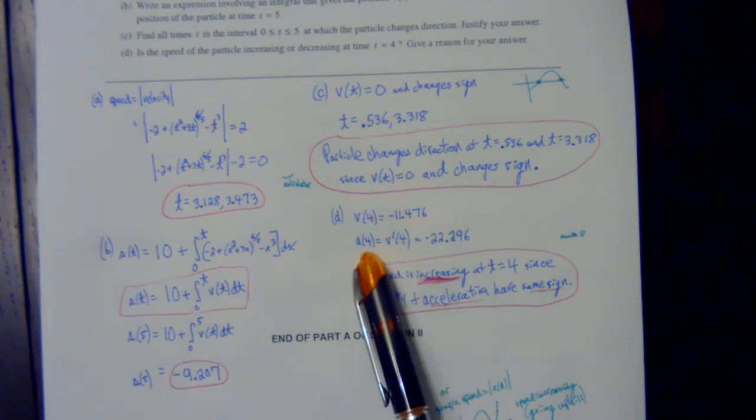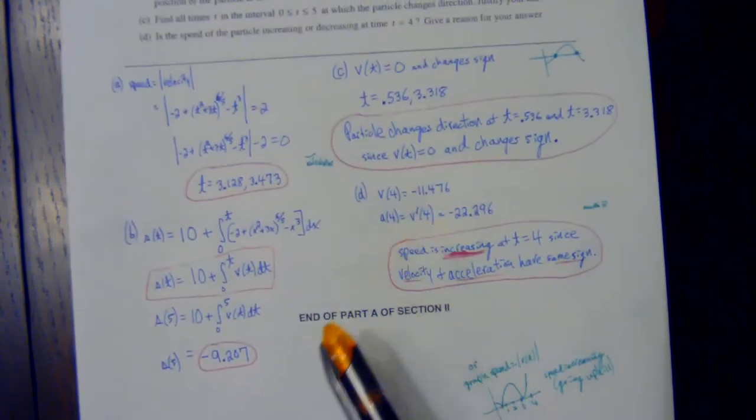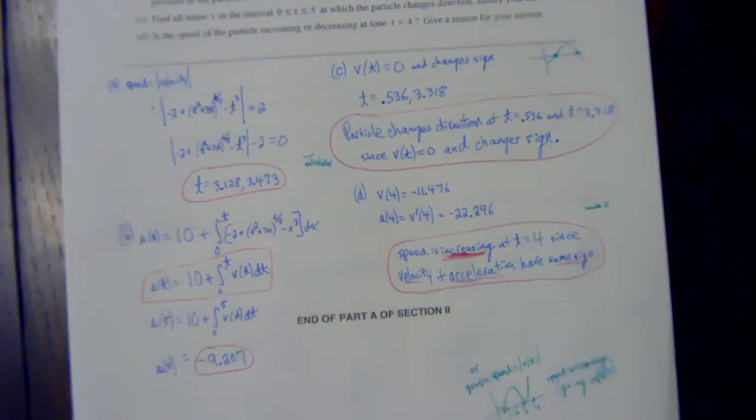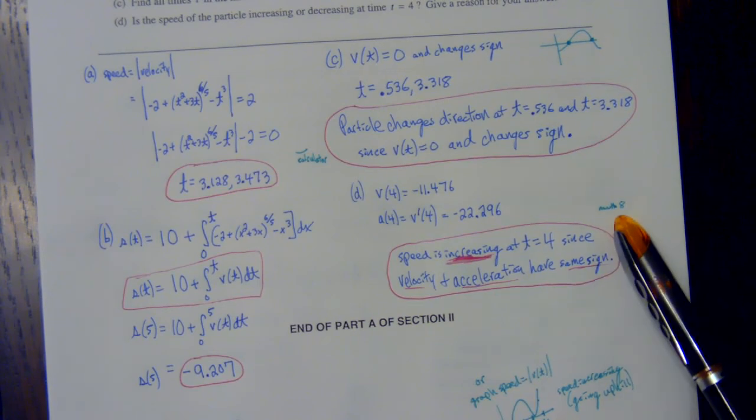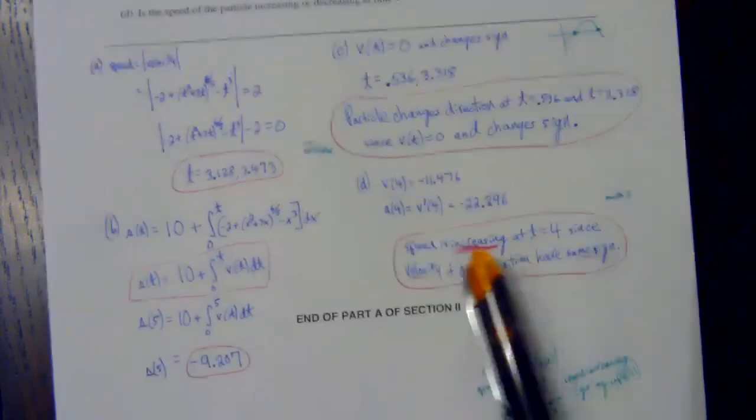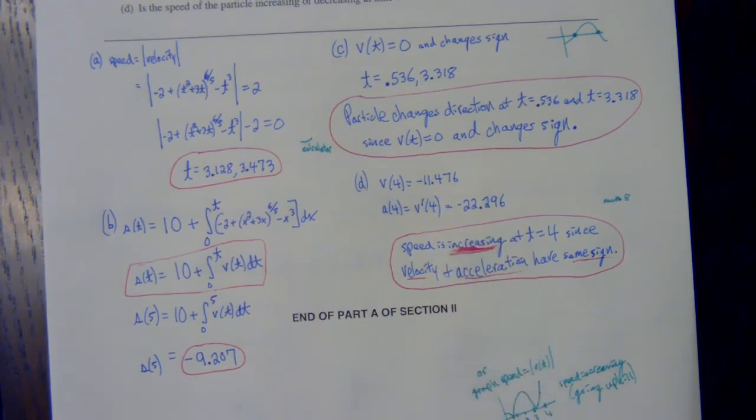And then A of 4, that's the derivative of that velocity function. Now, you're not going to waste your time taking this derivative and then plugging in 4 when it's on the calculator part of that test right there. The calculator will do that derivative for you. That's your math 8 function. So math 8, this function at x equals 4, and it'll give you that it's negative. Now I've got my speed is increasing at t equals 4, since that velocity and acceleration have the same sign.